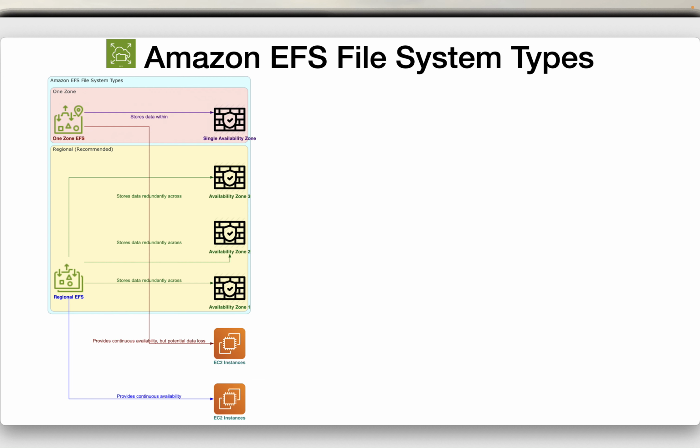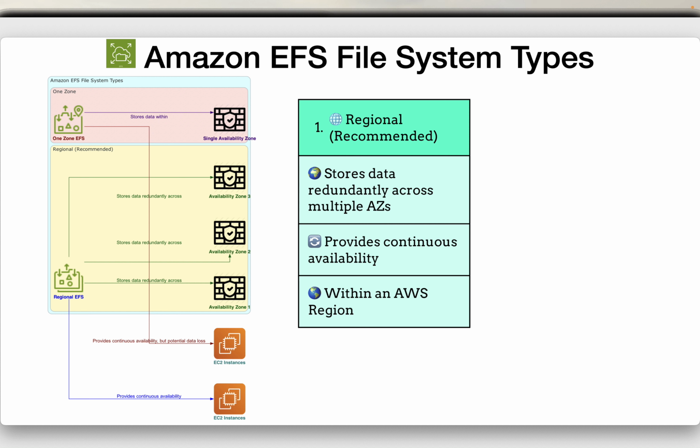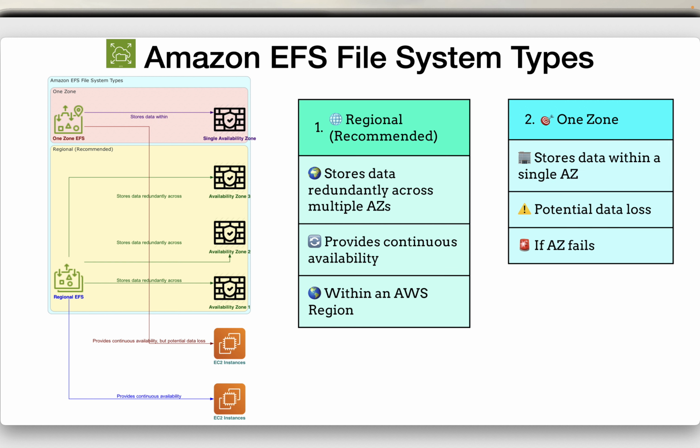Amazon EFS file system types. First one is Regional, which is the recommended. Regional file system stores data redundantly across geographically separated availability zones within a single AWS region. Storing data across multiple AZs ensures continuous availability even when one or more availability zones in a single AWS region is unavailable. Second one is One Zone. One Zone file system stores data within a single availability zone in an AWS region. While storing data in a single availability zone provides continuous availability, data loss may occur if the entire availability zone is lost or damaged.